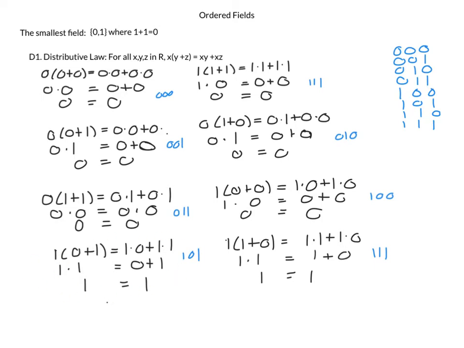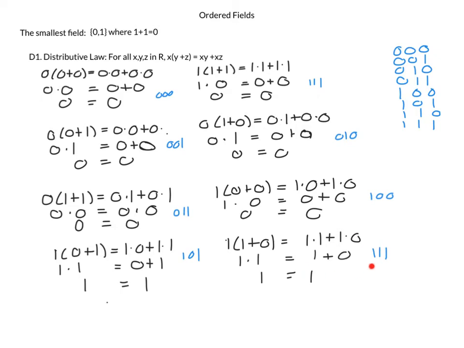This is my 1, 0, 1 case. In other words, I have 1, 0, 1, and that should equal, by the distributive law, 1 times 0 plus 1 times 1. So this is 1. When I add these two together, I get 1, and 1 times 1 is 1. Here I have 0. My 1 times 1 is 1. So I have 1 is equal to 1.